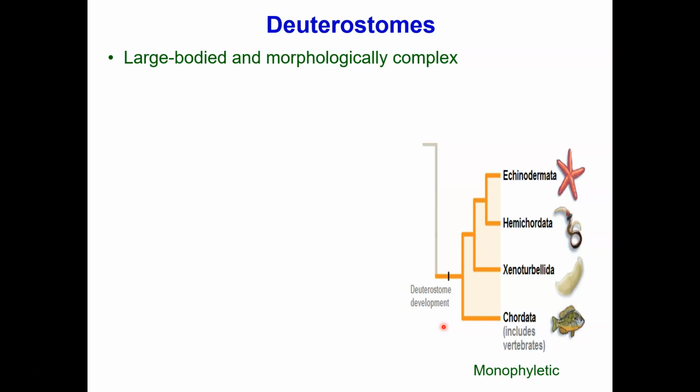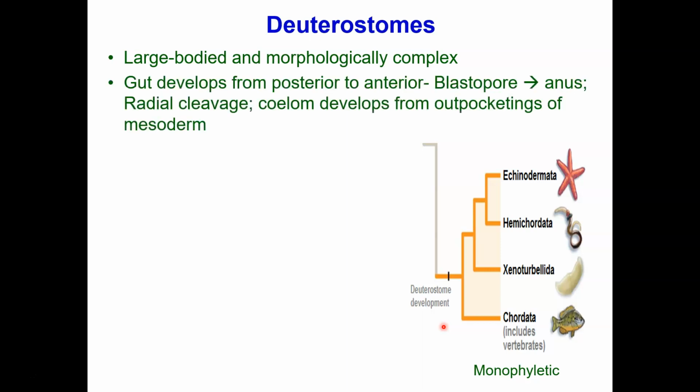Now, deuterostomes are large-bodied, right? Relatively speaking, they have a larger body size compared to some of the protostomes, and they demonstrate complexity in terms of body organization and body structure. Now, what makes a deuterostome?